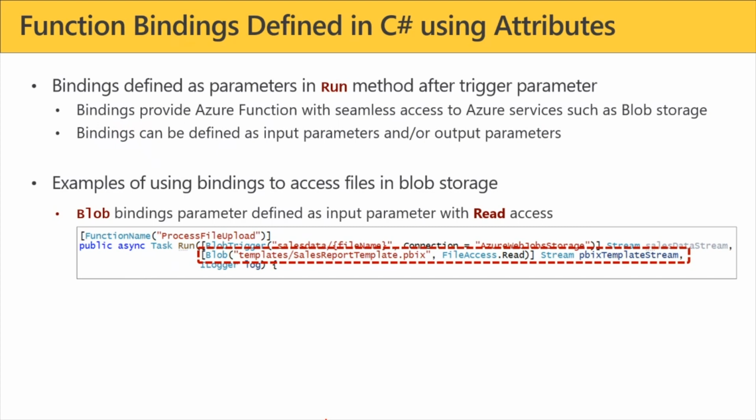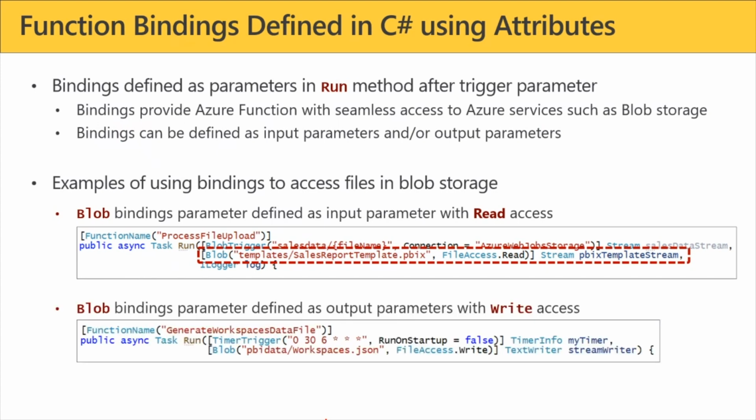The idea of this binding is that I can point to a file name and say, here is a PBIX template file. I don't want to have to write the code to reach into storage, find the file, and pull the bits back. I just want to configure that declaratively. And whenever this function runs, it just passes me, you can see it's a stream object, to this particular file. So that's reading with a binding.